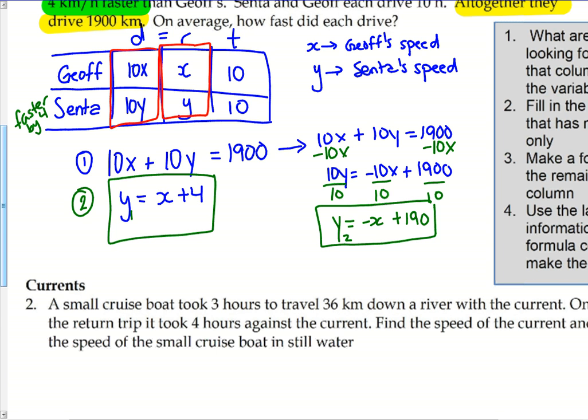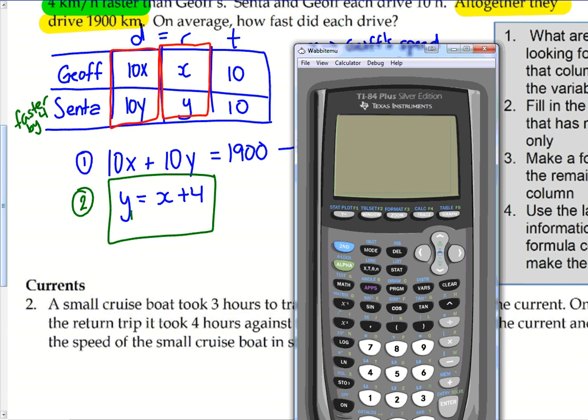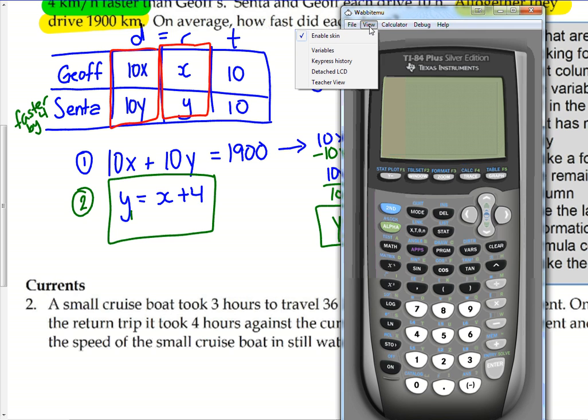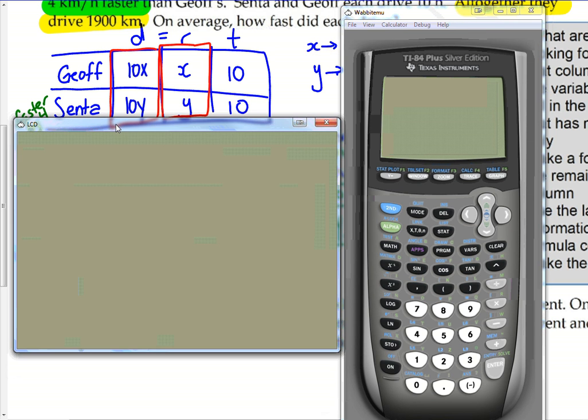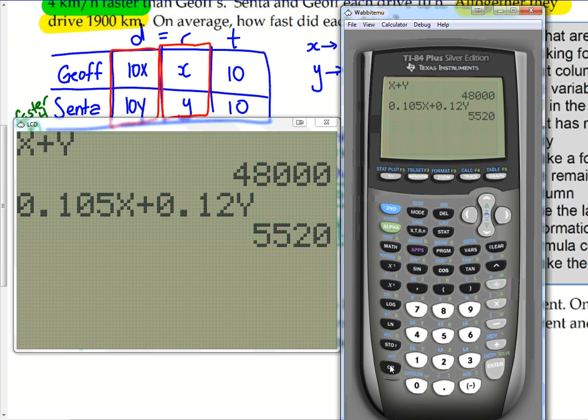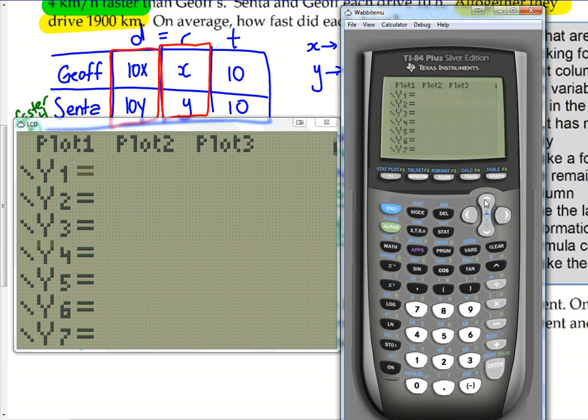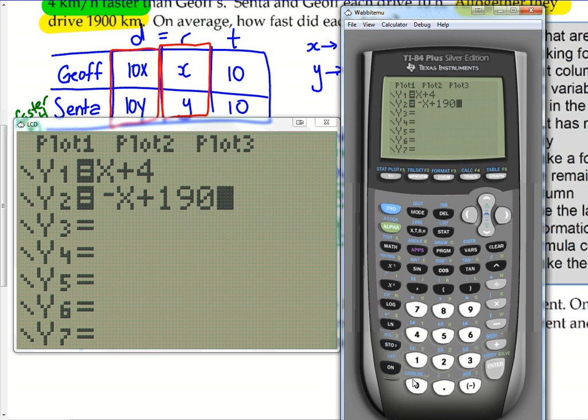Okay, grab your graphing calculators. We are going to graph. So view, LED, attach it. Okay, y1 we said was x plus 4, right? The next one was negative x plus 190. Agreed? Okay, now let's talk about our windows.